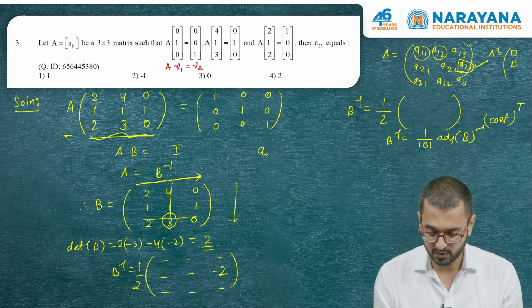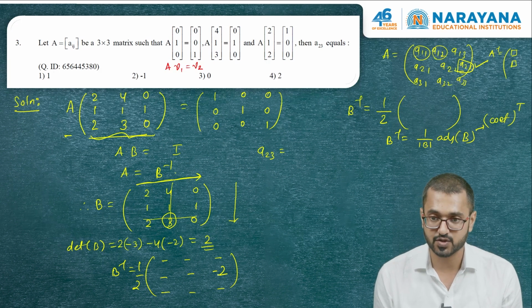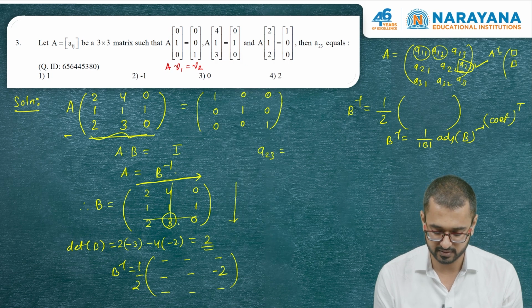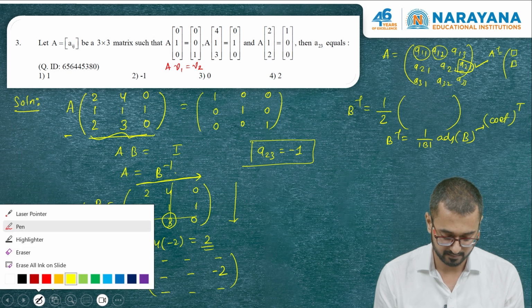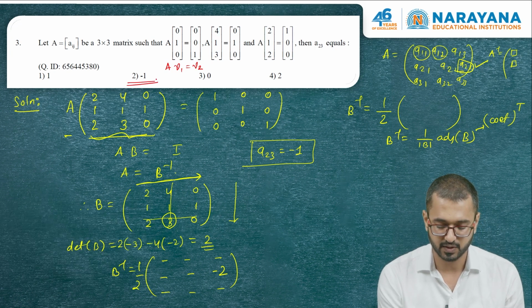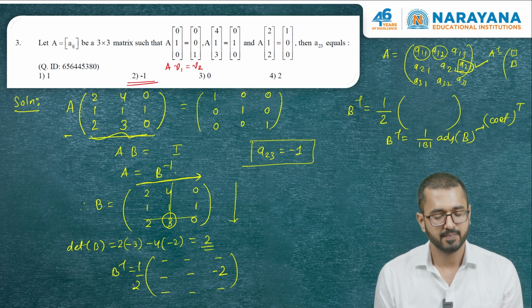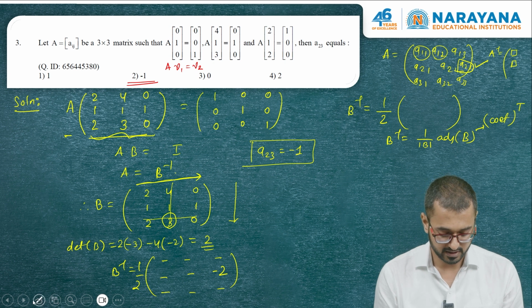So that means A23 element is going to be what? This is minus 2, and then I have here 2. So it is going to give me simply minus 1. So that makes our option 2 correct. So the answer would be 2 minus 1. All right. Now let's go to the next question.